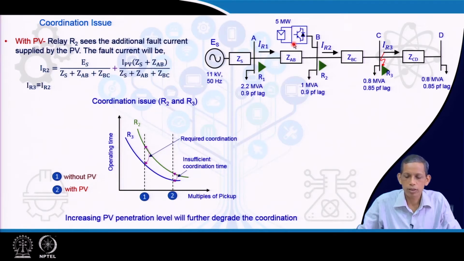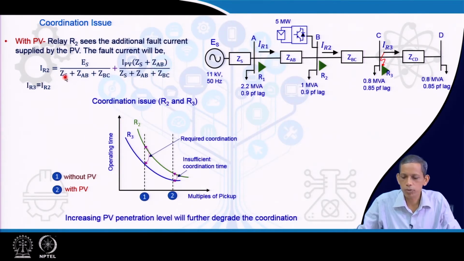For these coordinations, we have the maximum fault current that R3 sees, and that is the basis for the coordination between R3 and R2, because R2 will also protect line section CD as a backup, with R3 being the primary relay.